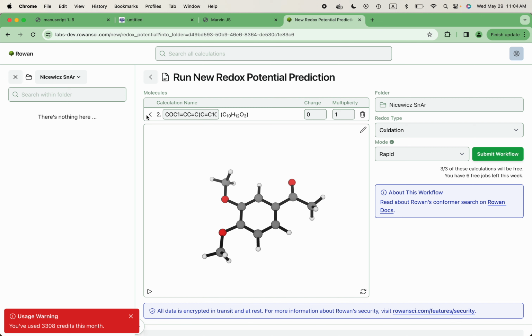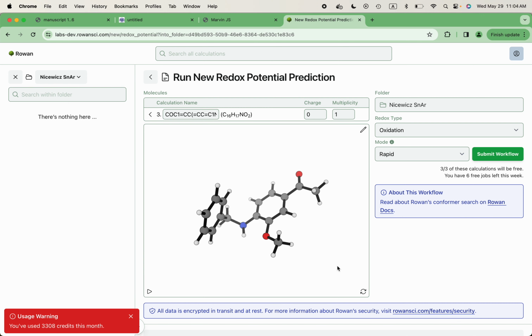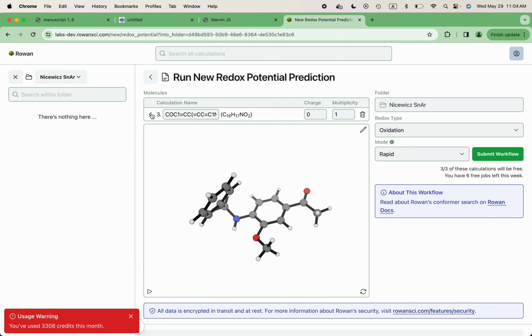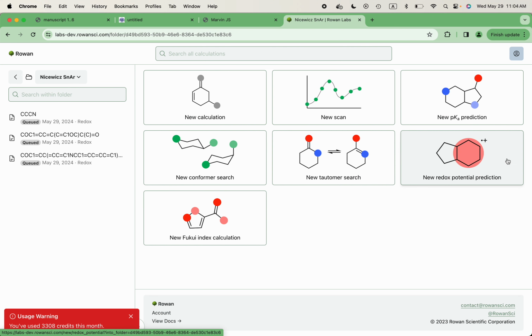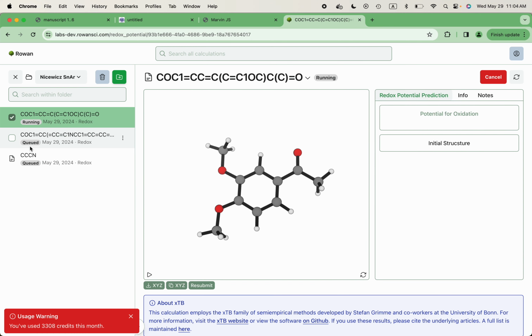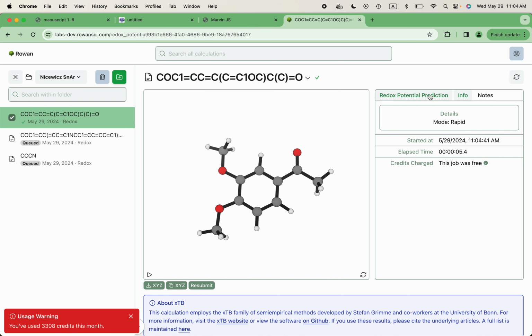This looks right for our aryl ether. And for our product, this also looks correct. Good. Now we can select between oxidation and reduction. In this case, we want to look at oxidation. Then we'll keep the default rapid mode, which is the one we've optimized the most. We'll say submit workflow, and now these are going to run. This one is now running. We can see that this only took 5 seconds, and we predict an oxidation potential of 1.53 volts.